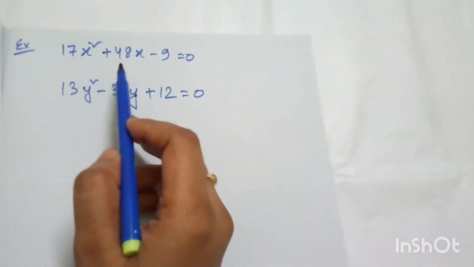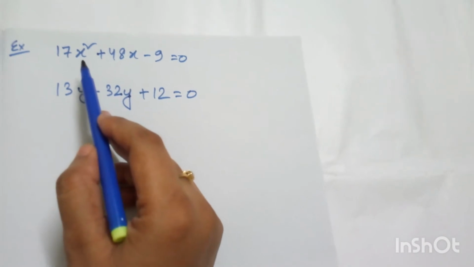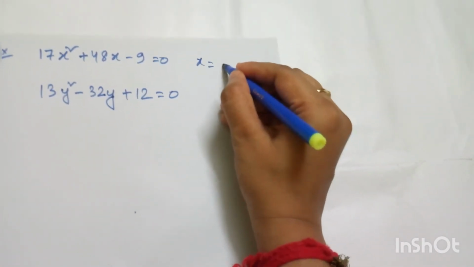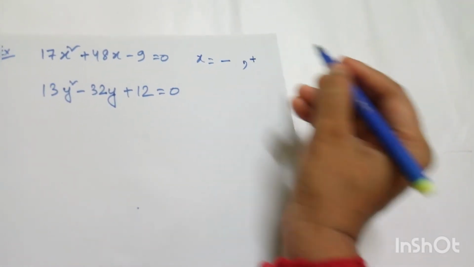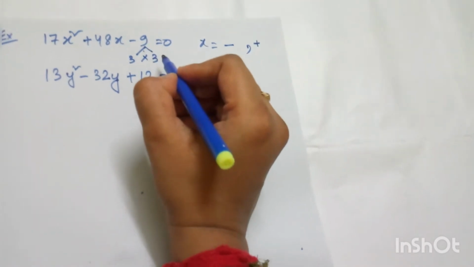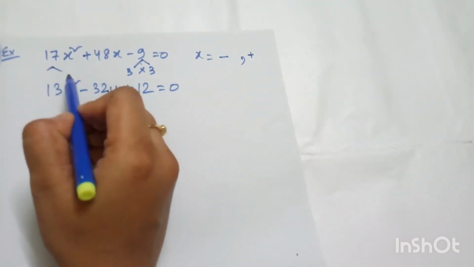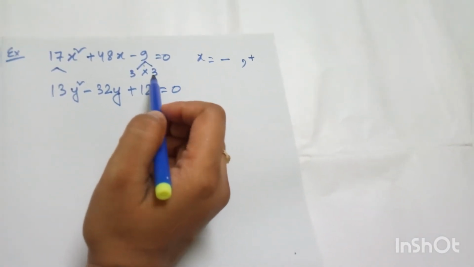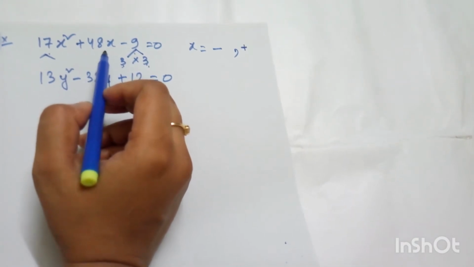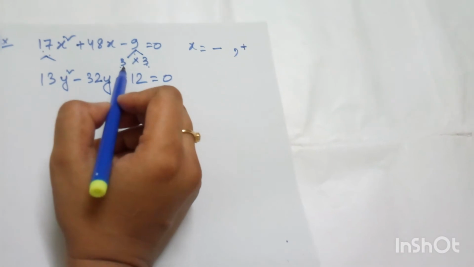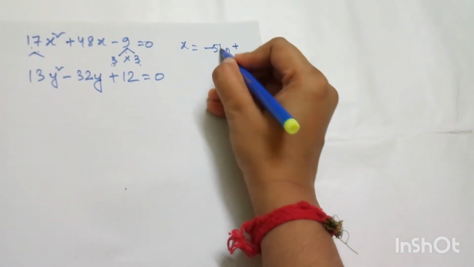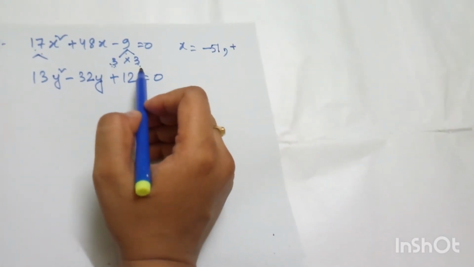We will take the second example, this. So here the variable is x. It is plus and minus here, so the value of x will be minus and plus. So firstly, this is 9, 3 into 3, and this is 17 here. So how can we multiply 3 into 3 into 17 to get 48? If we do 17 into 3, we will get 51. So 51 minus 3 is 48.